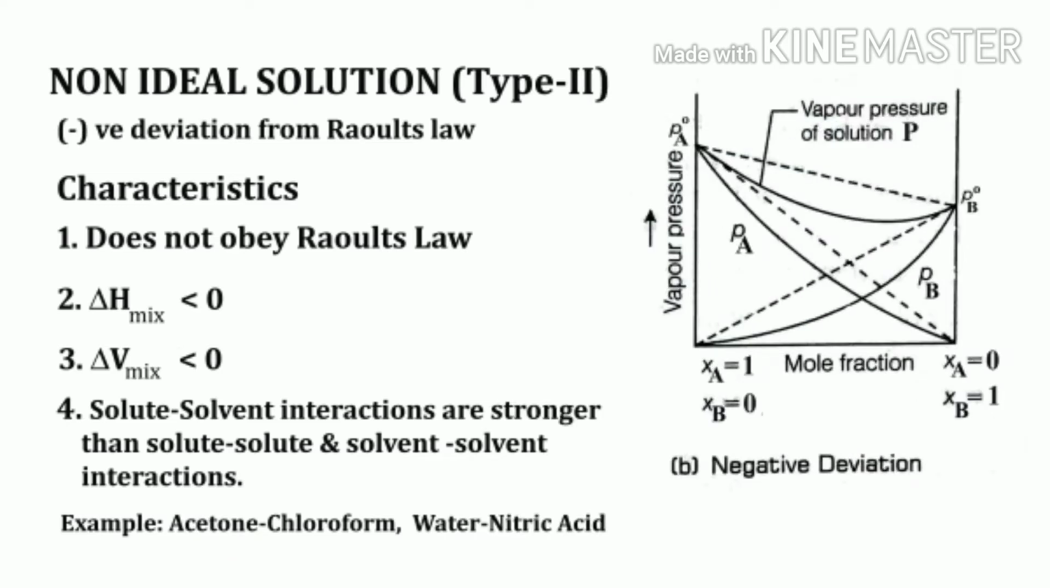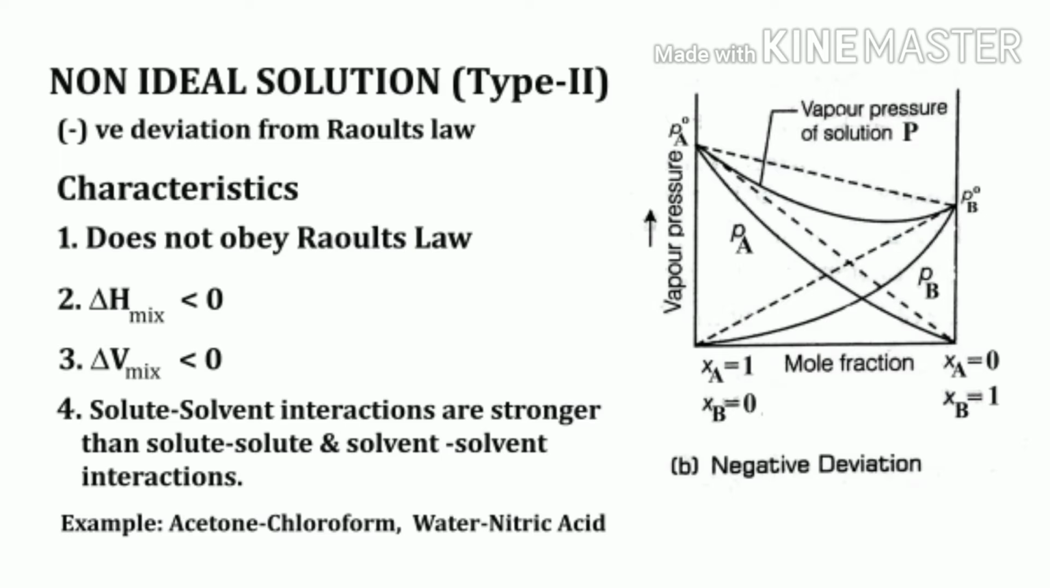Similarly, in case of the type 2 non-ideal solutions, the characteristics are: such solutions also do not obey Raoult's law. The enthalpy of mixing as well as the volume of mixing are less than 0, or negative. In this case, the solute-solvent interactions are stronger than the solute-solute and solvent-solvent interactions. As a result, the non-ideal solutions exhibit lower vapor pressure than that predicted by Raoult's law.